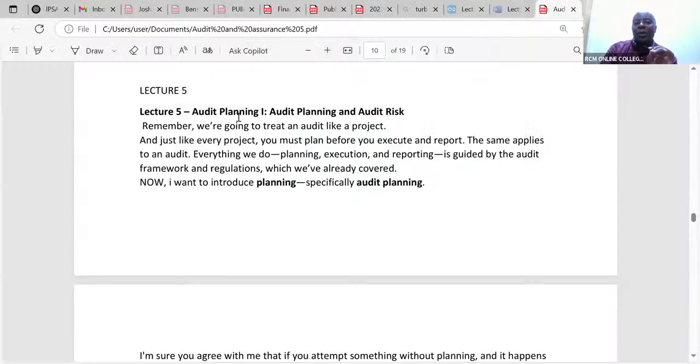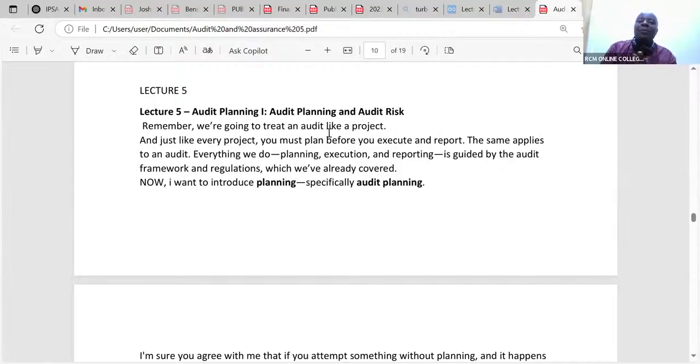I will be able to plan the work. I'll be able to use the audit procedures to execute the work and collect evidence, and then at the end of the day, I must be involved in the reporting process, which has everything to do with the opinion that I shall be able to give regarding whatever assignment I've done. Ladies and gentlemen, very importantly, I share the handout. This handout is great. Lecture 5, audit planning and audit risk. The moment you understand this, then we shall be said to be very good participants.